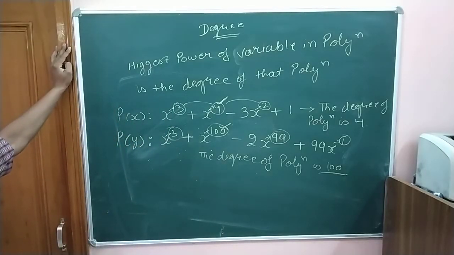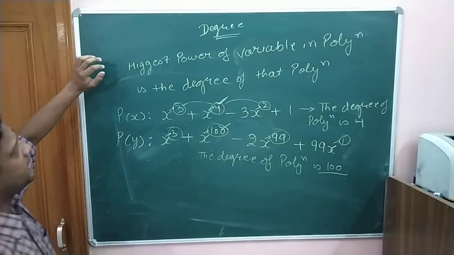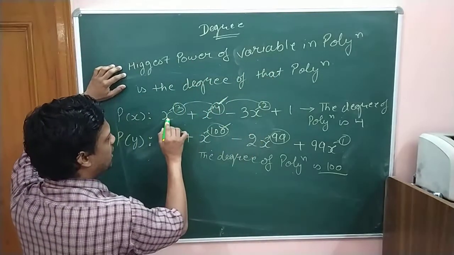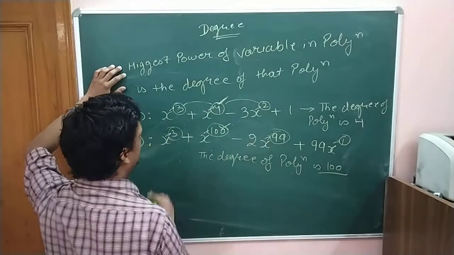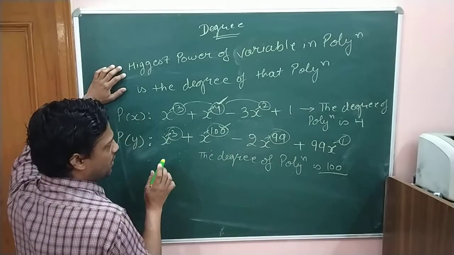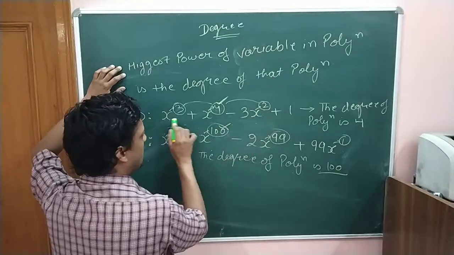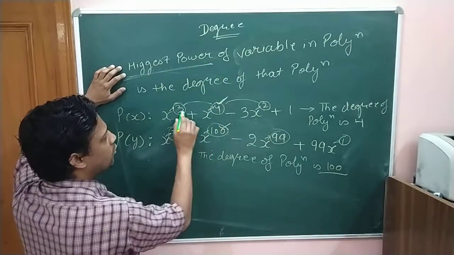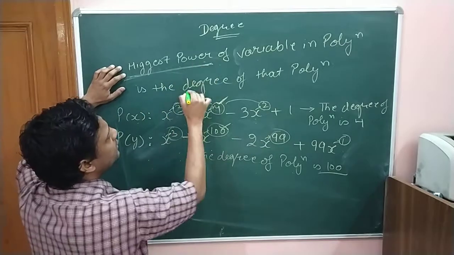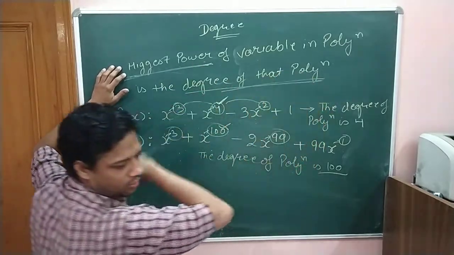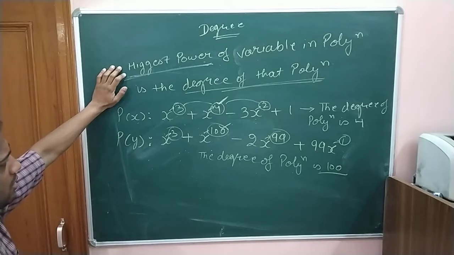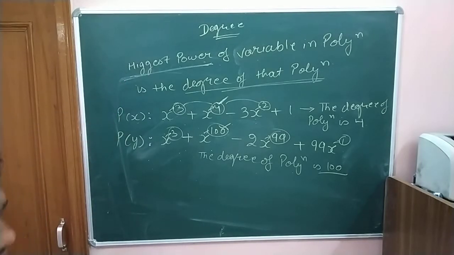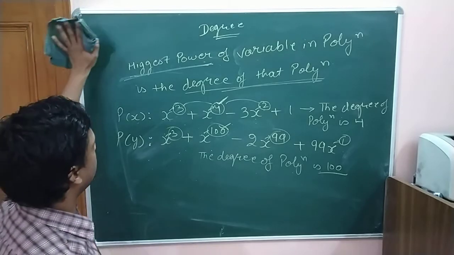Clear? So in short I can say the degree is the highest power of the variable. We have to compare the power of each variable which is present in the polynomial. The highest power is called the degree of the polynomial. Clear? So in this way we can find the degree of the polynomial.